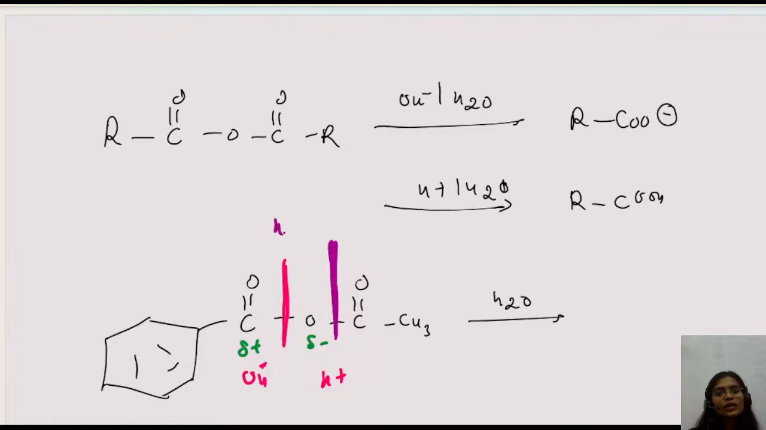Okay, so H positive may attack here or OH here. It means the main point is that in both cases we end up with the acid only. So the final answer is going to be two acid formations. First COOH, and then this becomes CH3COOH. This is how we end up with different kinds of acid.